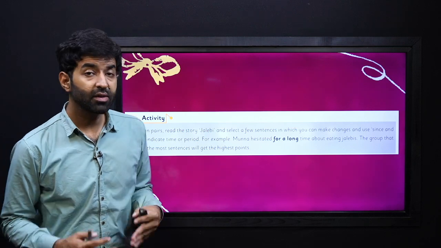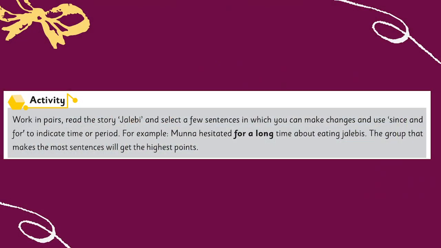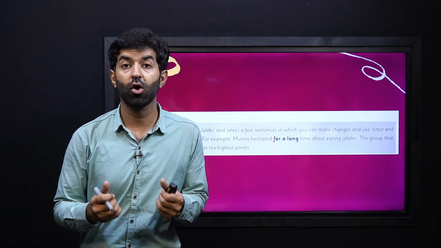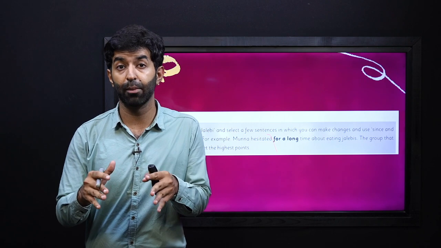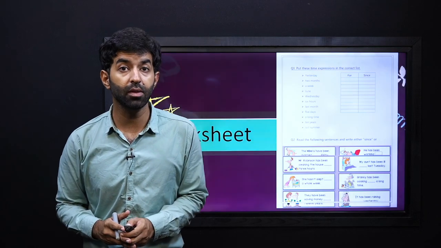Now, another interesting activity about since and for is that you have to work in pairs. Read the story of the main lesson. You have the text available. Use since and for to indicate time or period. For how long is something happening in the past? For how long it has been happening? Is it happening still or not? You're going to find them out in the main lesson.